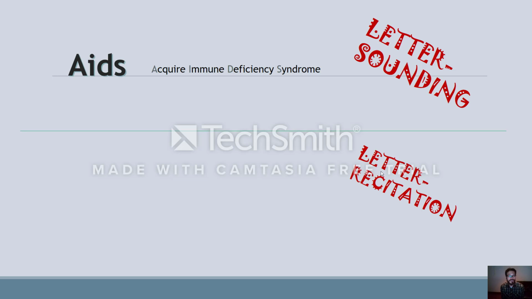But as this is an acronym, we have to read it as a simple word. So we can say AIDS. We don't say A-I-D-S. We just say that word as a single one. So you said AIDS.